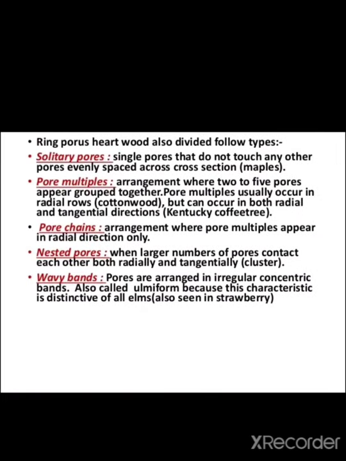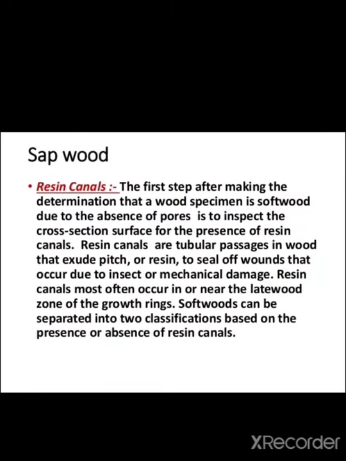Ring porous hardwood is also divided into the following types: solitary pores, pore multiples, pore chains, nested pores, wavy bands.